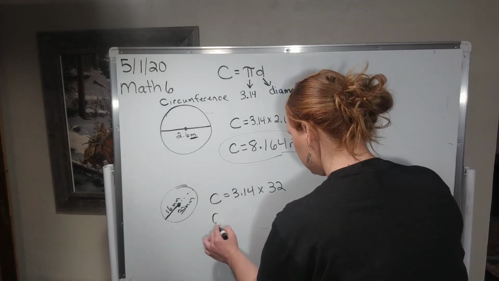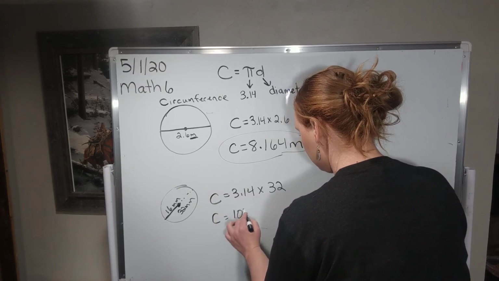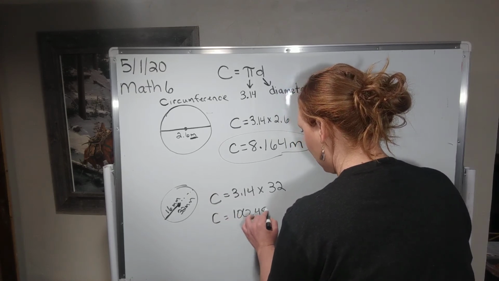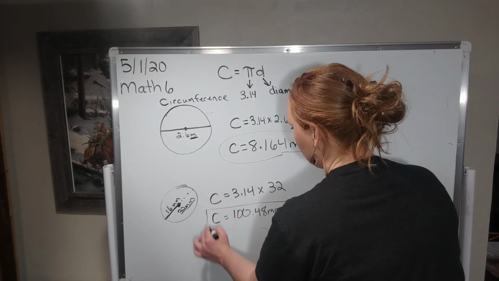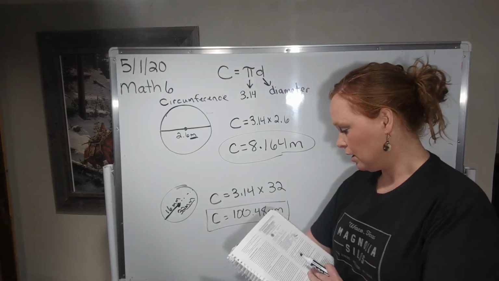So the circumference of this circle equals 100.48, and I have to give it its measurement, millimeters. Okay, and that's the answer that I'm looking for.